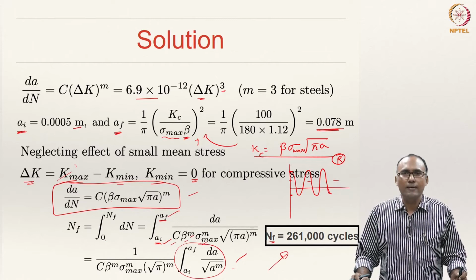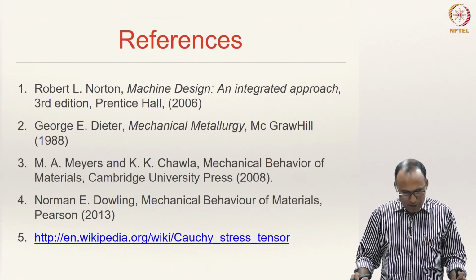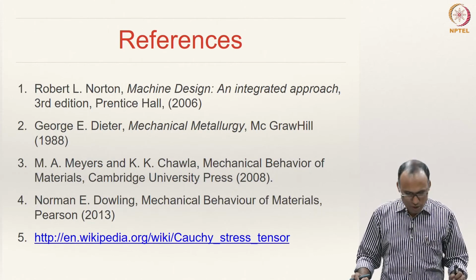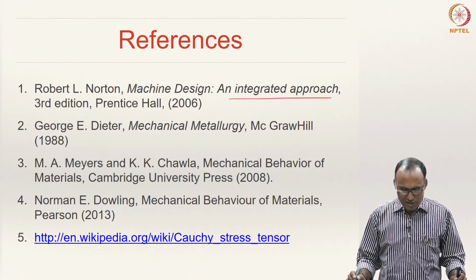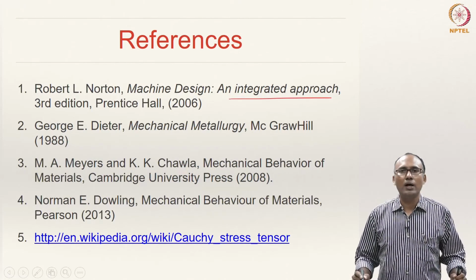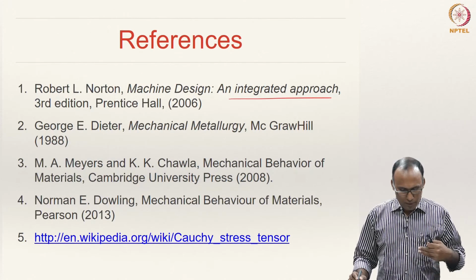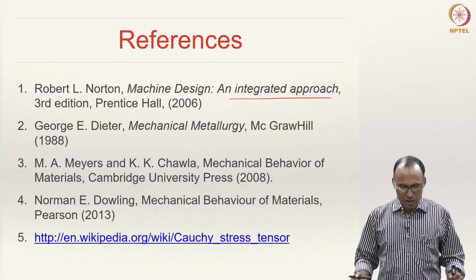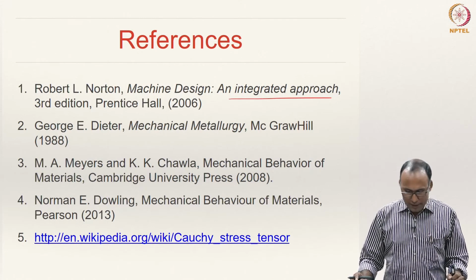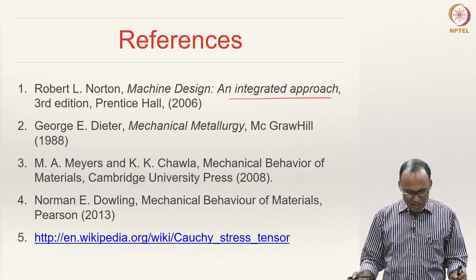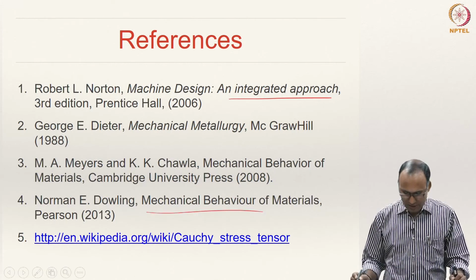So, these are the textbooks that I have used extensively during this module. Robert L. Norton's Machine Design: An Integrated Approach, and George Dieter's Mechanical Metallurgy to discuss some of the microstructural details of the fatigue crack growth, and Mechanical Behavior of Materials by Meyers and Chawla is another interesting textbook, and Norman E. Dowling's Mechanical Behavior of Materials.